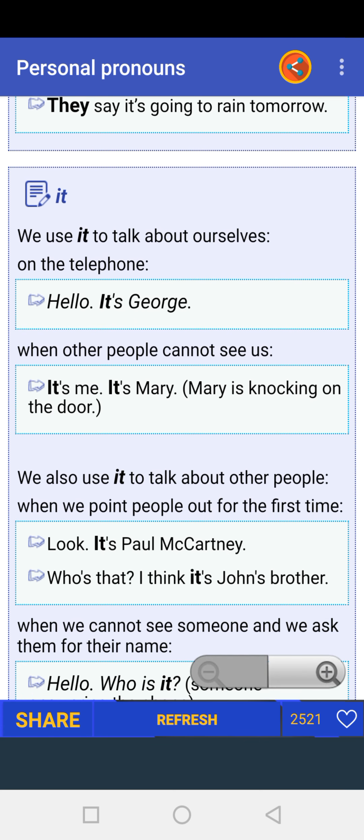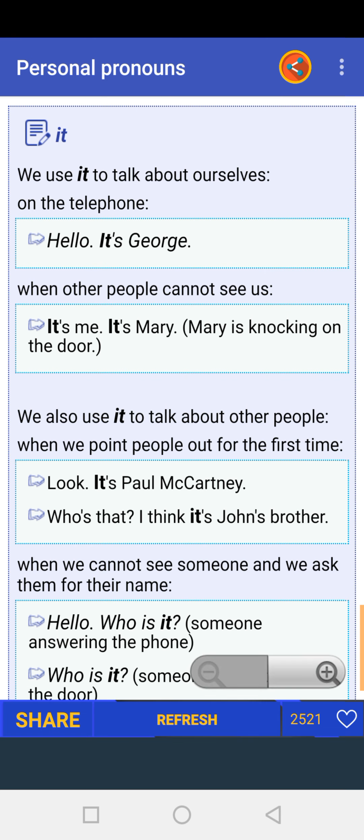So now let's go to the uses of it. We use it to talk about ourselves. Firstly, on the telephone: Hello, it's George. When other people cannot see us: it's me, it's Mary. Here, suppose that Mary is knocking on the door.